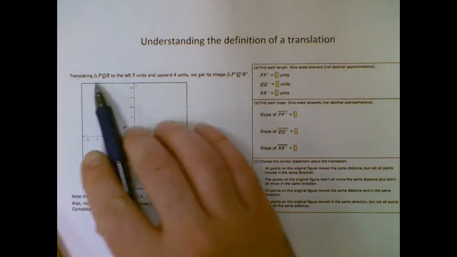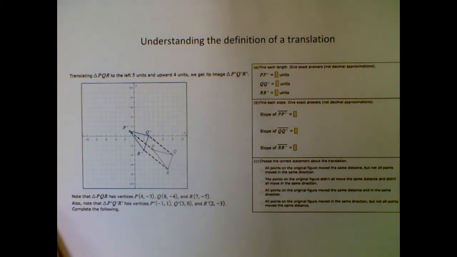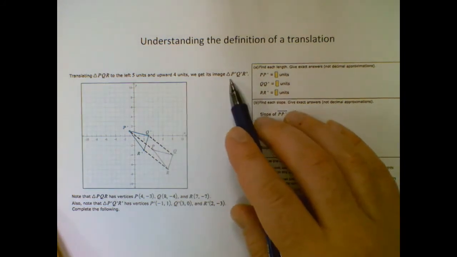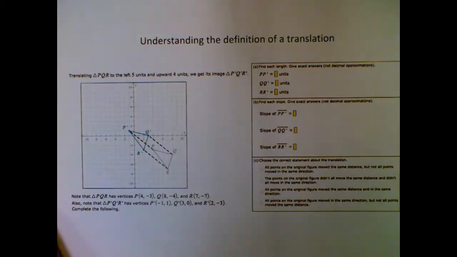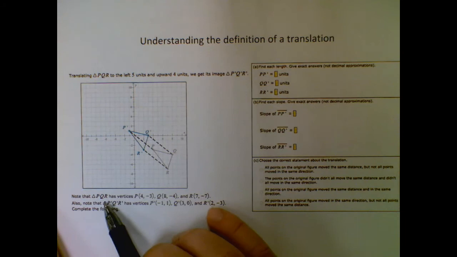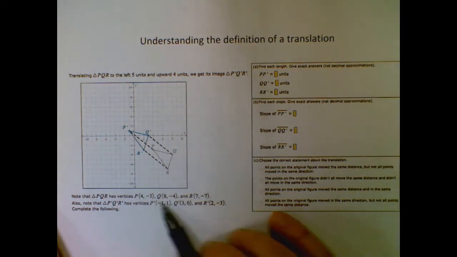Alright, so translating triangle PQR to the left 5 units and upward 4 units, we get the image triangle P prime Q prime R prime. So we're taking this gray one and moving it to that blue one. Note that they basically give us all the vertices over here.